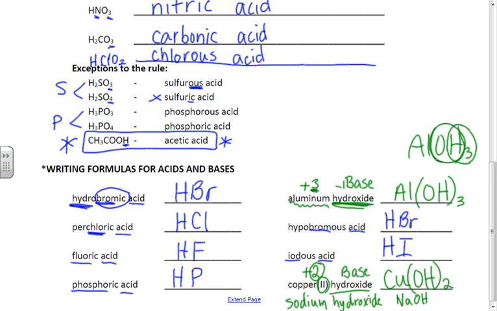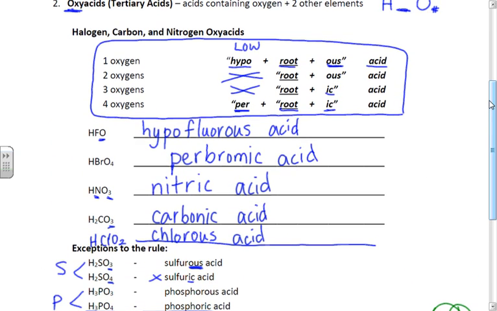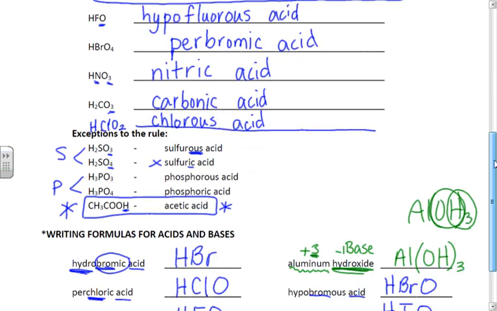Then, if it does not start with hydro, because that was only 2 elements, if it has any other naming, then we know it's going to have some oxygens at the end. And the number of oxygens we can figure out from looking at the prefixes and suffixes. So let's go ahead and throw some oxygen on each one of these. And then we'll use our rules right up here in this box to figure out how many oxygens are there.